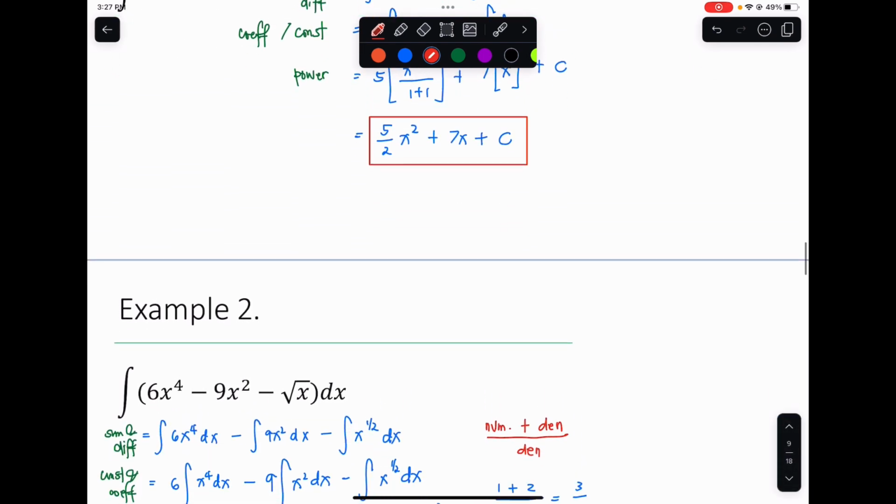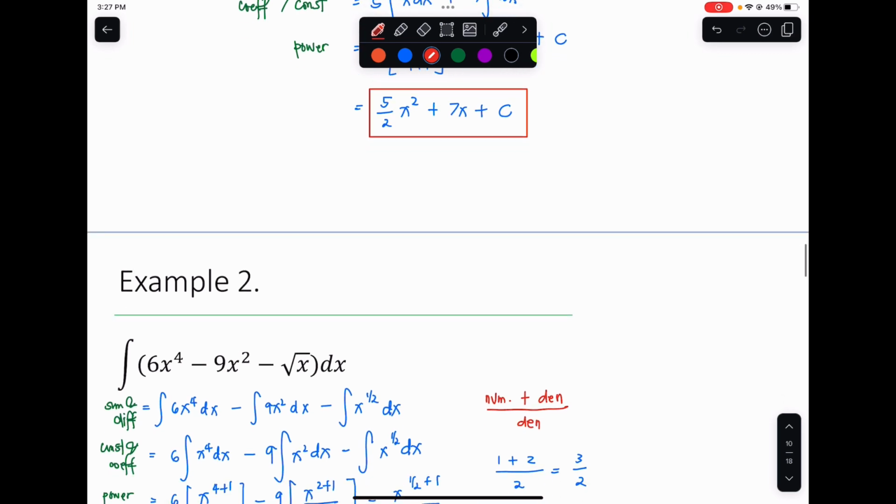By the way, we can always check our solution, whether it is correct or not, by simply deriving the antiderivative. For example, in this case, I want to check whether the answer is correct or not. So what I'm going to do is derive the answer, which is 5 all over 2 x squared plus 7x plus c. Deriving this with respect to x, that will be 5 all over 2, then derivative of x squared is 2x.